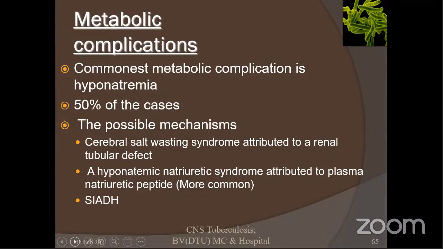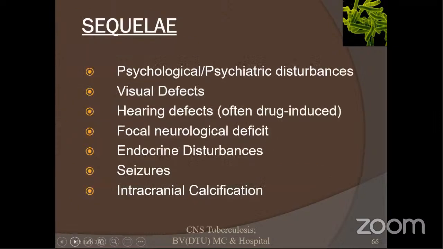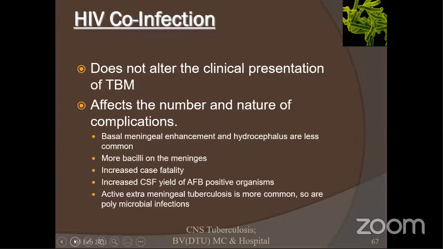Said 50% of the cases have this. So in fact, what I do is I always give 5 grams of salt both morning and evening whenever I start the anti-tubercular treatment. It could be because of salt wasting attributed to renal tubular defect, hyponatremic natriuretic syndrome attributed to plasma natriuretic peptide, and SIADH. So whatever it is, we have to attend to hyponatremia. The sequelae are psychological, psychiatric disturbances, visual defects, hearing defects, focal neurological deficits, endocrine disturbances, seizures, intracranial calcifications. There are many of them.